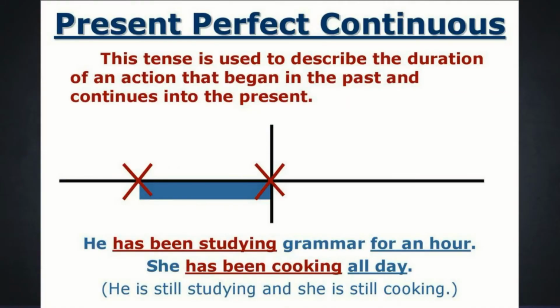So this is about present perfect continuous tense, where you describe actions that started in the past but are still continuing in the present. Now it's time for the exercise.